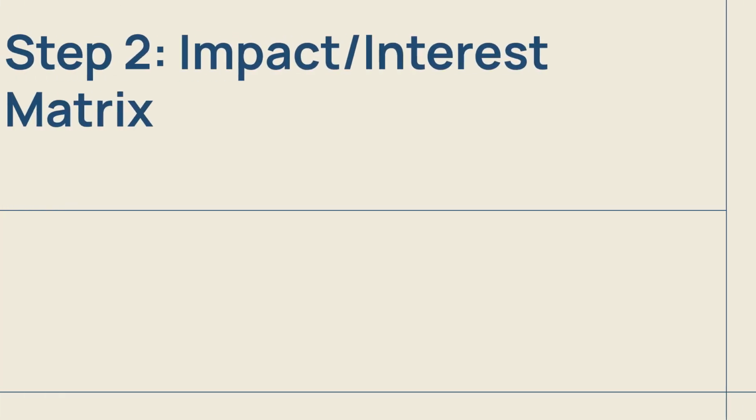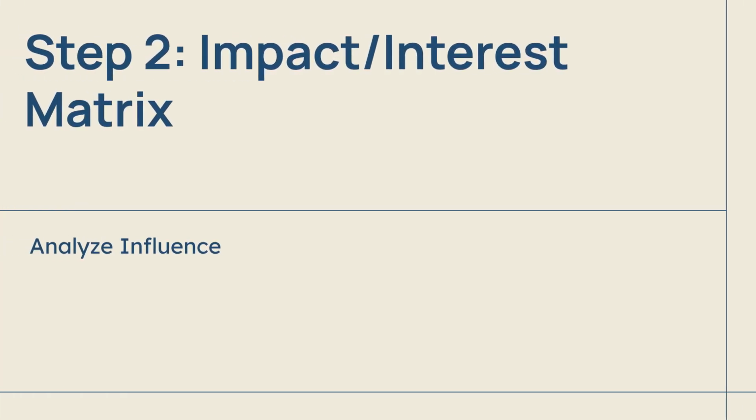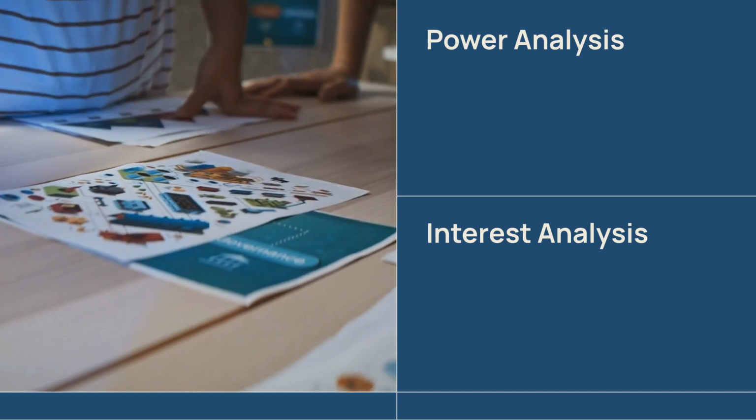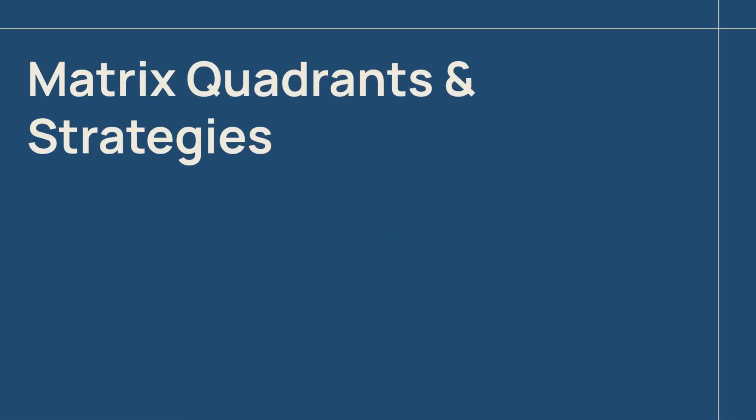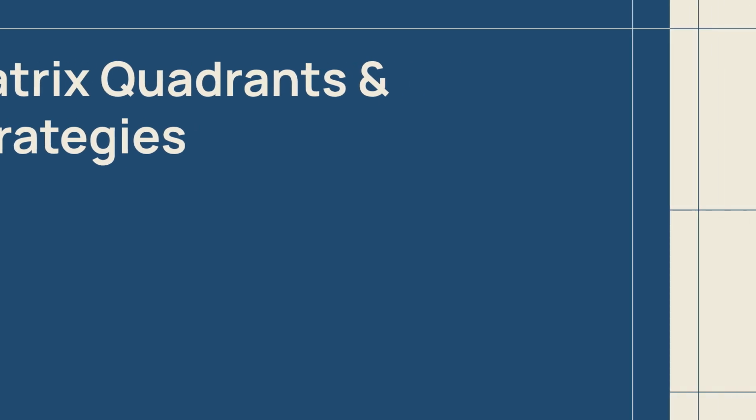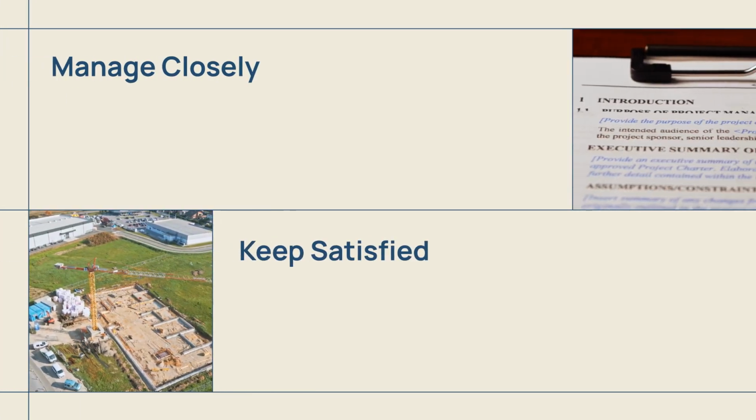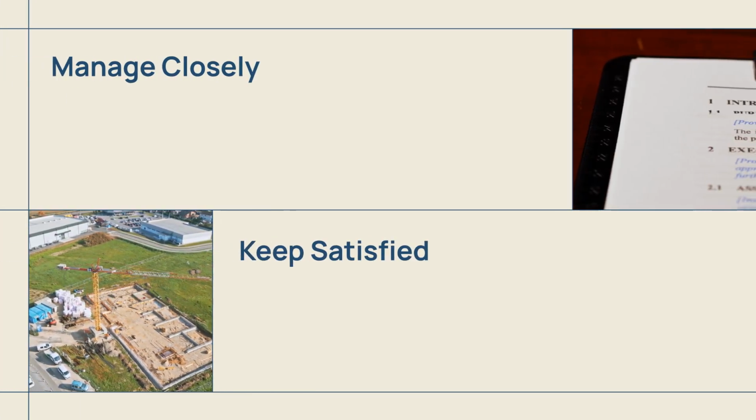Use an impact/interest matrix to analyze each stakeholder's influence on and interest in the project. Determine each stakeholder's power and interest level to strategically plan engagement and management. Each quadrant of the matrix suggests different management strategies based on impact and interest. High impact/high interest requires close management, while low impact/low interest requires monitoring.